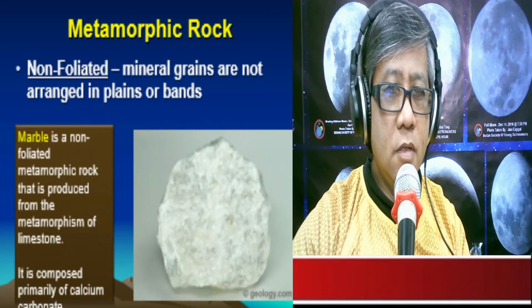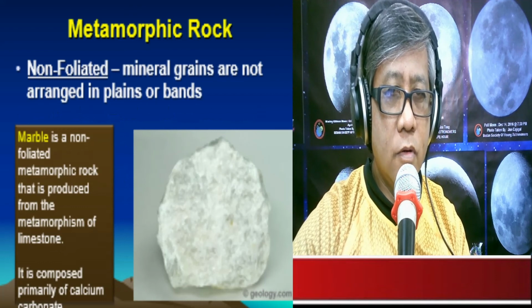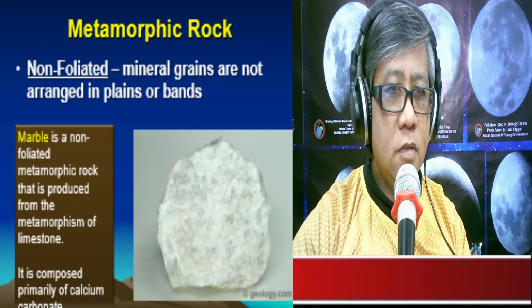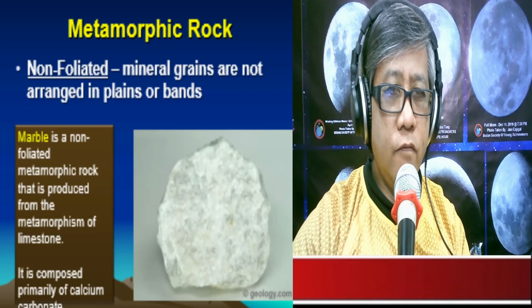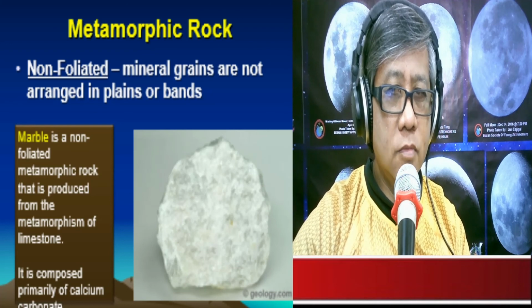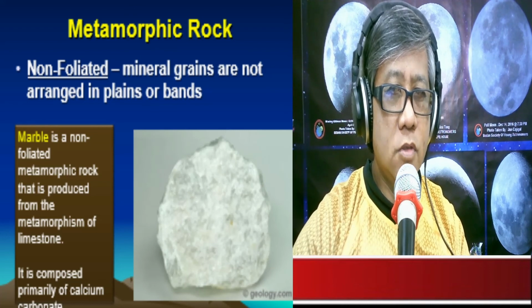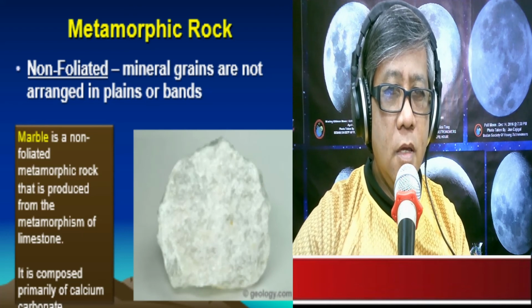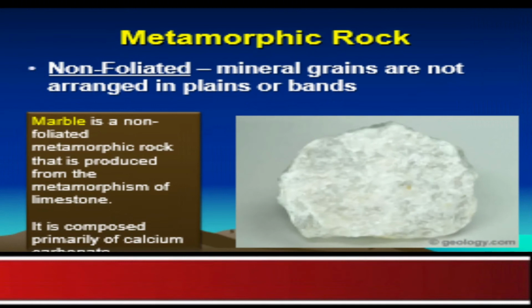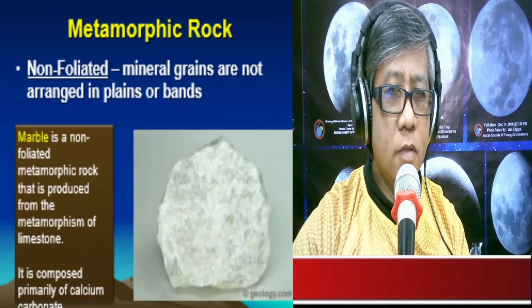Okay, marble is a non-foliated metamorphic rock, as you could see in the picture, that is produced from the metamorphism of limestone. Meaning that marble came from limestone. When limestone was subjected to extreme heat and pressure, that limestone was transformed into marble. And as you could see in the picture, marble does not exhibit any banded or striped appearance. So that makes marble a non-foliated metamorphic rock.